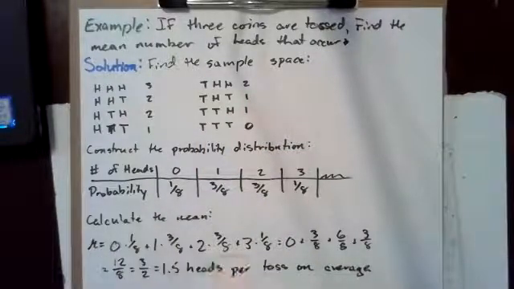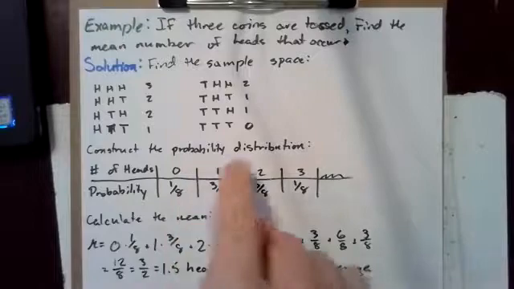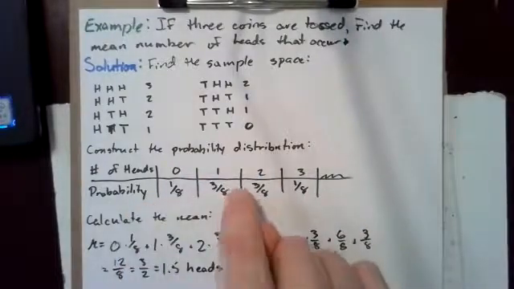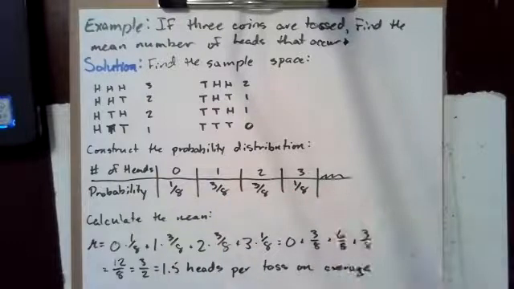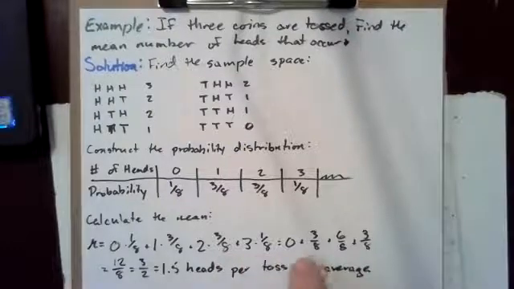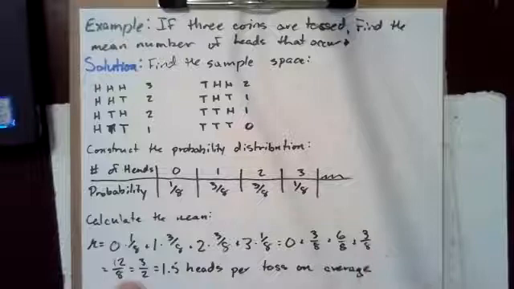We construct our probability distribution. The number of heads is 0, 1, 2, or 3, and the corresponding probabilities are 1/8, 3/8, 3/8, 1/8. We calculate the mean. Mu equals 0 times 1/8 plus 1 times 3/8 plus 2 times 3/8 plus 3 times 1/8. And that's 0 plus 3/8 plus 6/8 plus 3/8, which is 12/8, or 3 halves. 1.5 heads per toss on average.